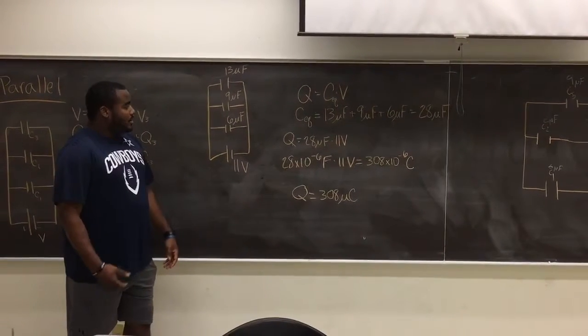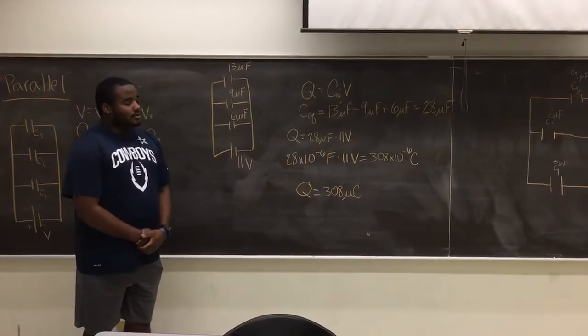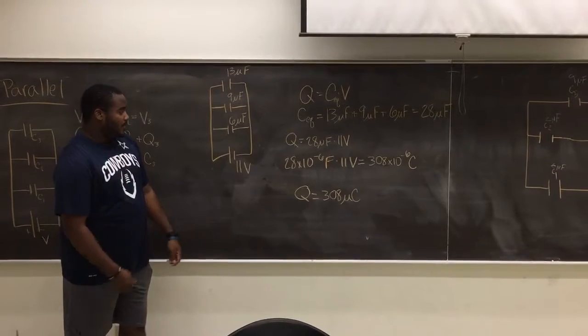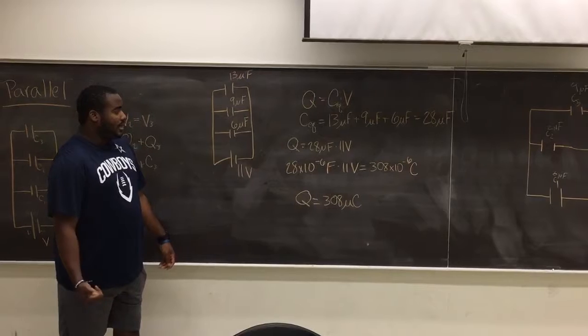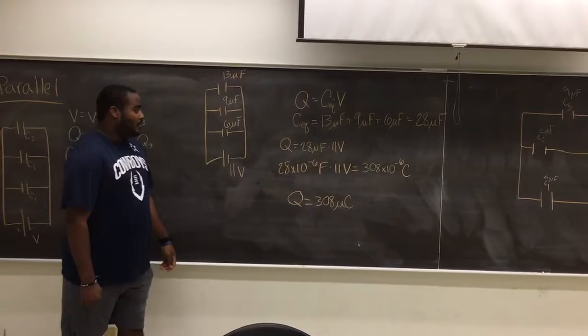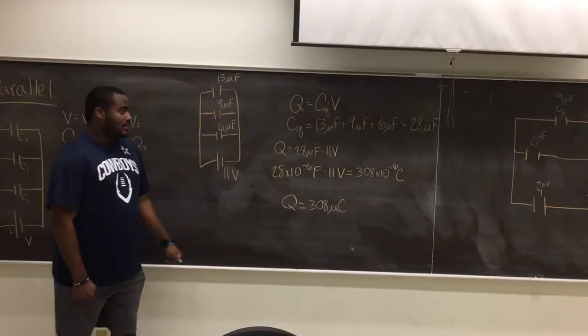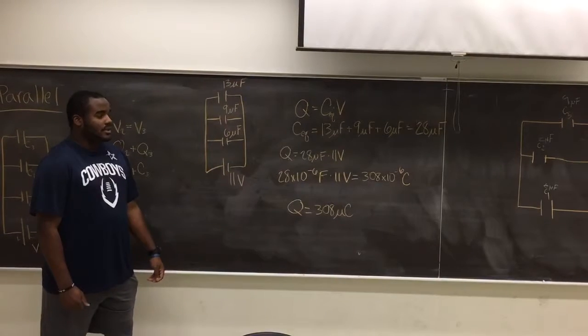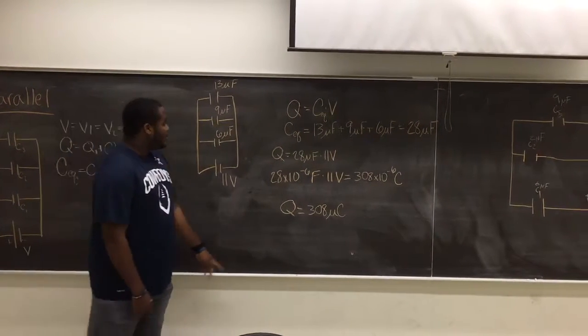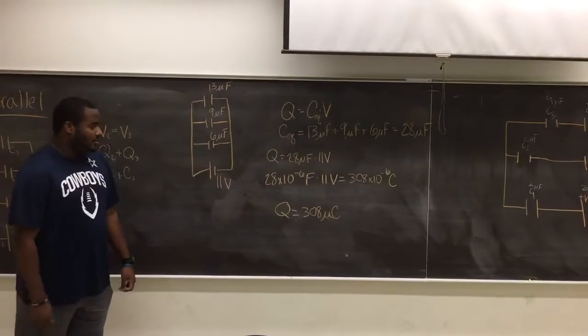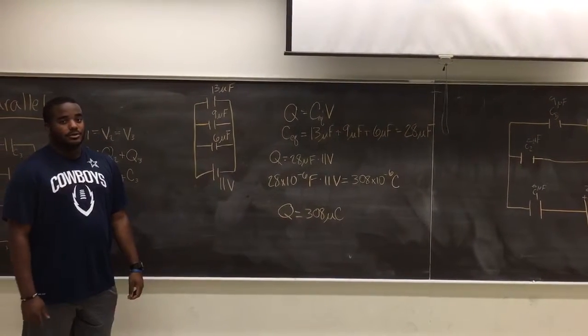And once we get 28 microfarads, we can just plug it back into our equation, Q equals CV, which we did right here, and we multiply that by 11 volts, and that will give us 308 times 10 to the negative 6 coulombs because it's in microfarads. So our total charge Q would be 308 microcoulombs.